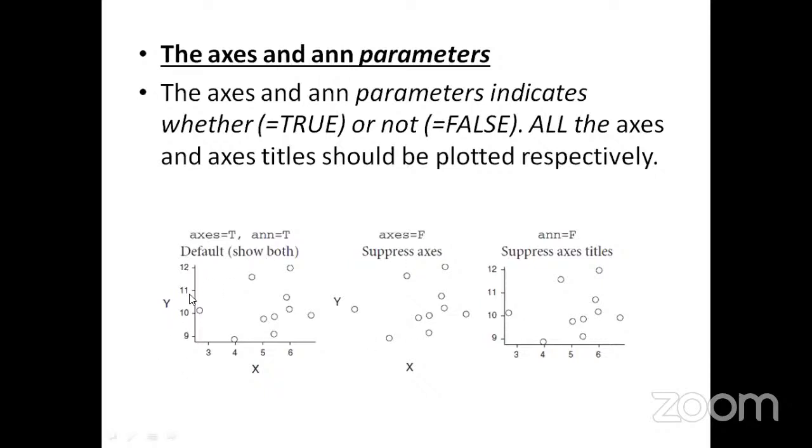Here it is the default: x is written here and the x values are given, y is written here and the y values are given. Here axes is false, meaning the axes are not there, so the x-axis line is missing and the y-axis line is missing. If ann is false, then only the x and y titles are missing, but the lines are there as they are. Okay. Got it, everybody? Yes, sir.